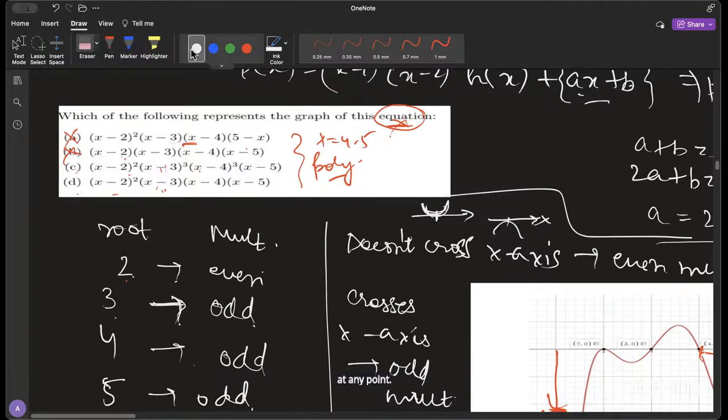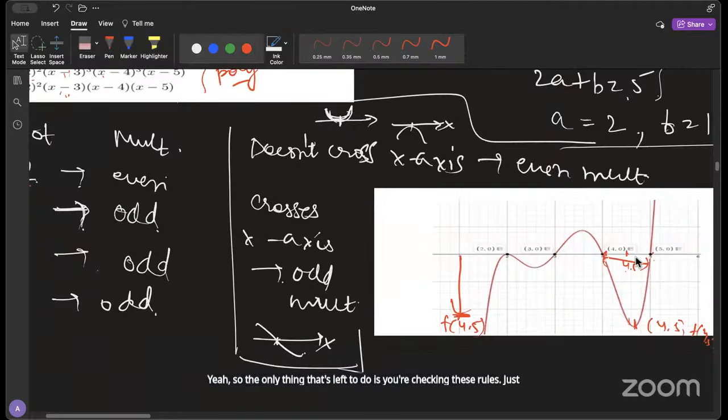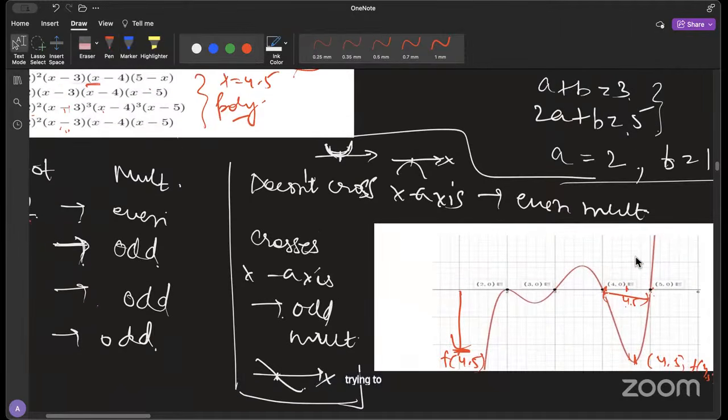Yeah, so the only thing left to do is check these roots, just looking at the graph and then trying to identify.